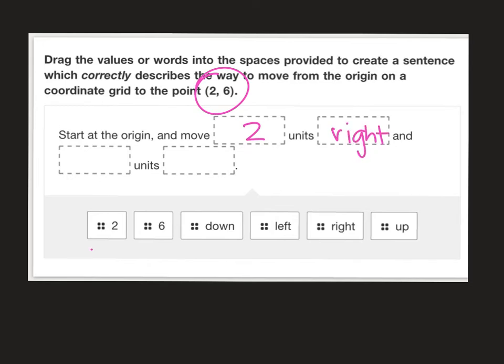So this is the 2 that you would use for this. And then you would move 6 units up. So you would use those. You wouldn't even need these 2 right here, I told you, because if we're only plotting in the first quadrant, we're never going to go down or left. You always go right and then up.